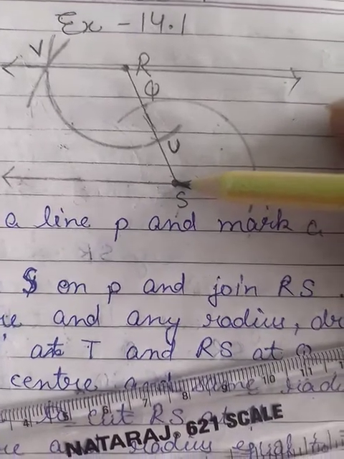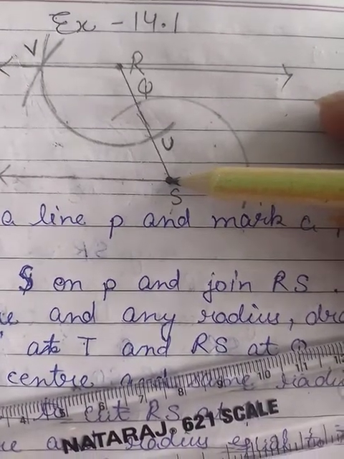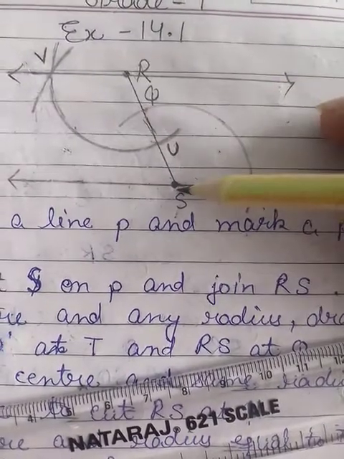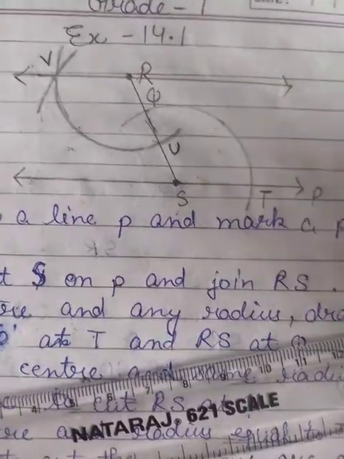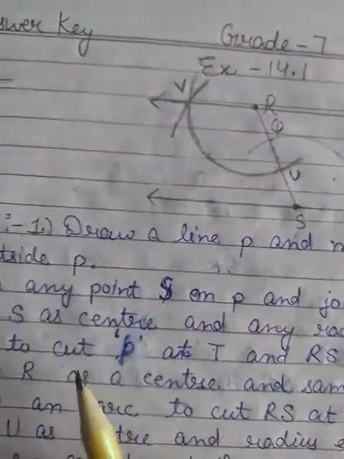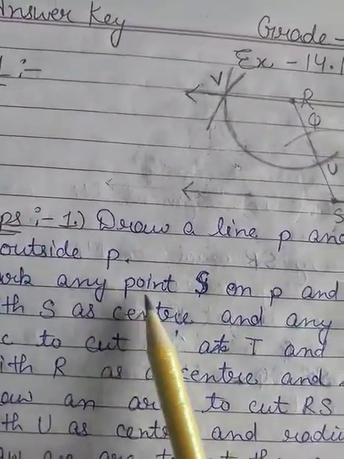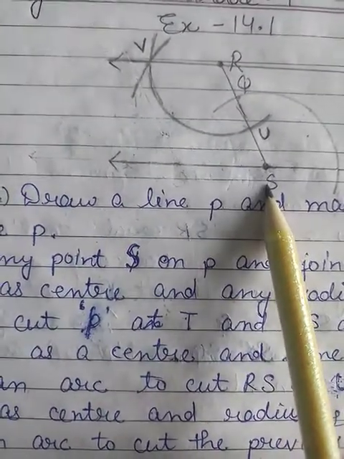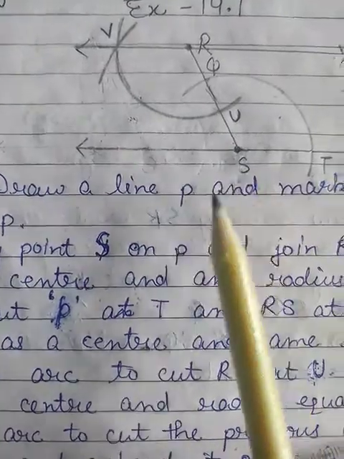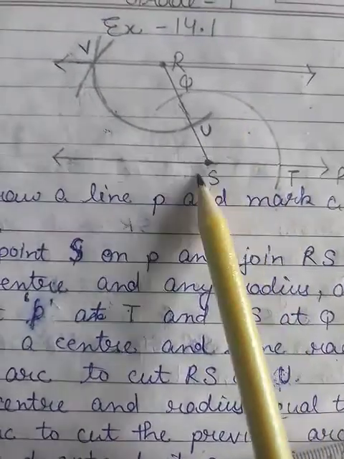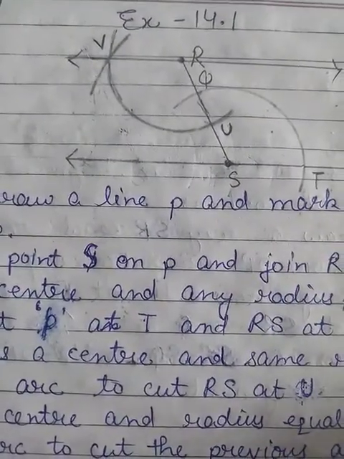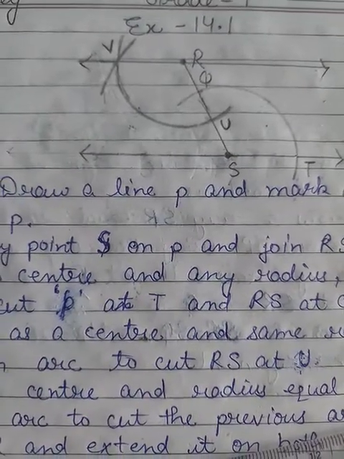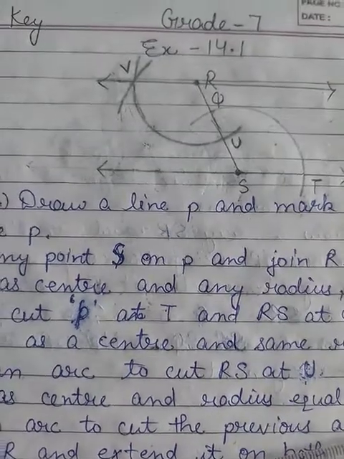After marking the point S on the line P, I will join these two points, point R and point S. Same I have written here also: mark any point S on P. I have marked the point S on line P, and after that I have joined the points R and S. Clear?